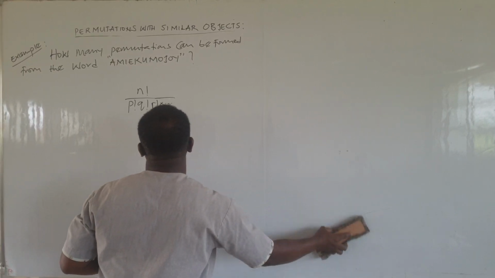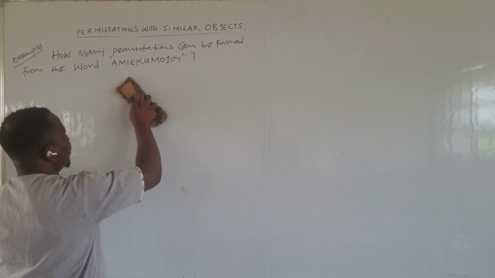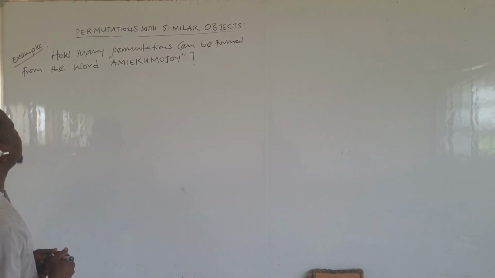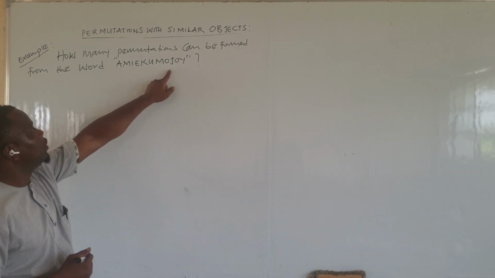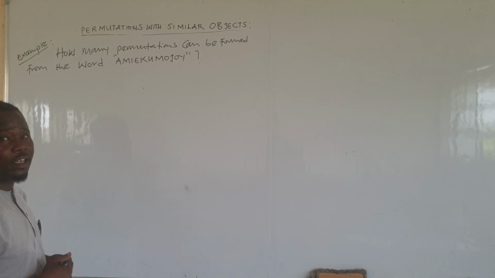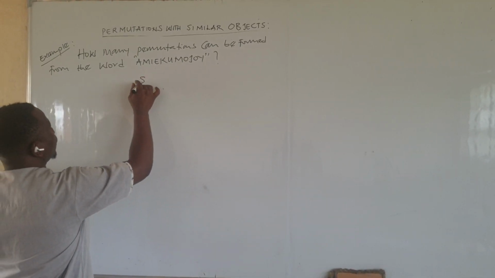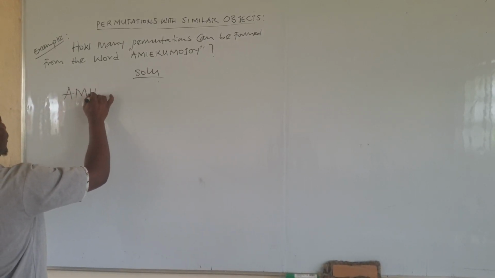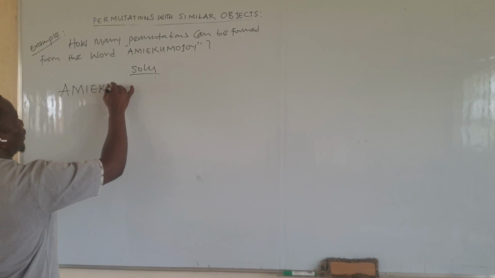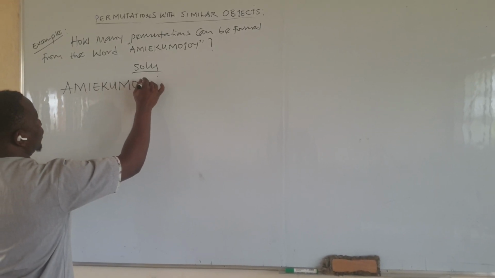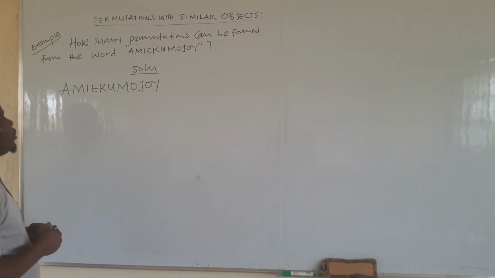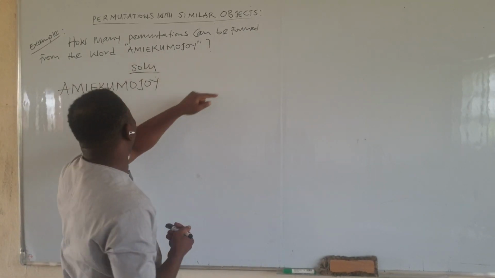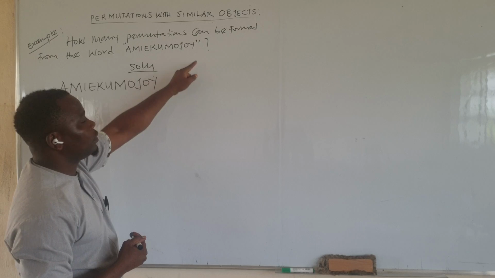Today we are going to look at this problem: how we are going to permute this word, Amiakumo joy. Is that clear? Okay, let's write the solution. The word is Amiakumo joy. The question says, how many permutations can be formed from the word Amiakumo joy?